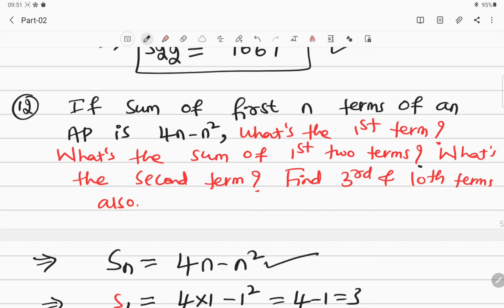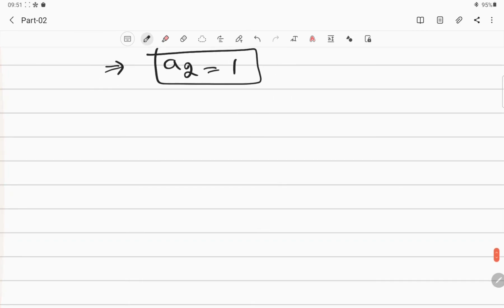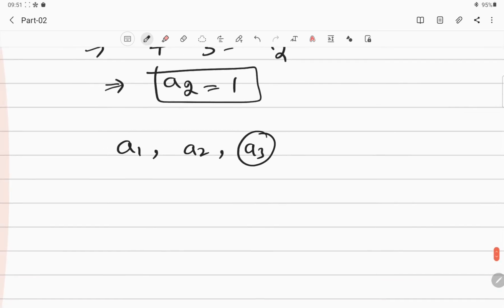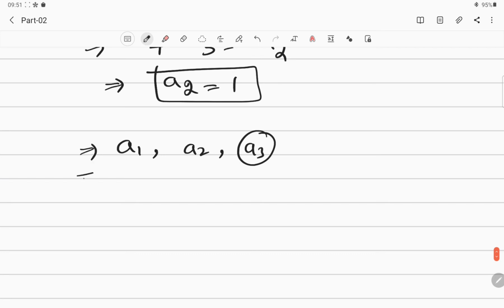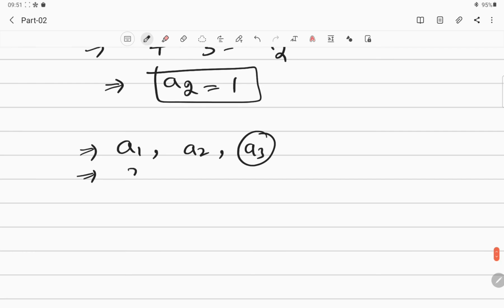If you want to use the logic according to this equation, how to do that? Third term and 10th term they're asking, no? The third term is like a1, a2, a3. This is the third term, no? The first term is known to you, we got it here, that is 3. The first term is 3, the second term is 1. Now how about the third term they're asking?